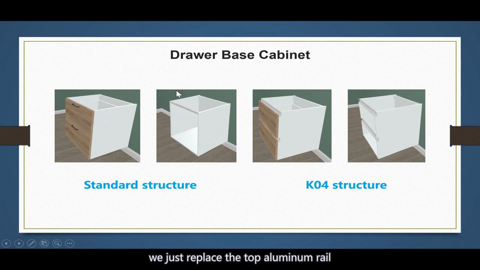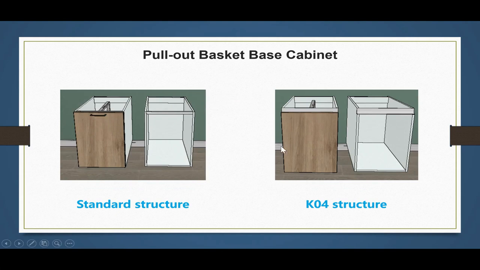Instead, we just replace the top aluminum rails, the top aluminum strips, with the bar handles right here. And we can do more than this: we cut another gap in the middle part and install the second bar handles. And if needed, we can cut a third and a fourth gap and install more bar handles right here if you want. Okay, so that will match the three drawer base cabinets or four drawer base cabinets. Same logic for the pull-out base cabinets right here. The standard structure is just a standard cabinet with no shelves in it. And the KO4 structure is just replacing the aluminum strips with the bar handle.